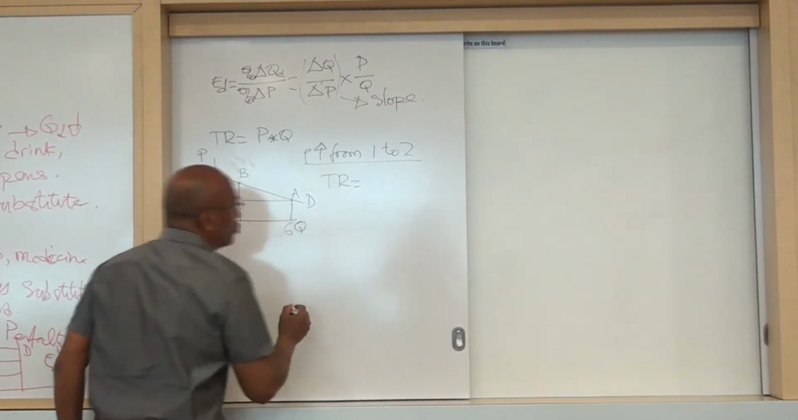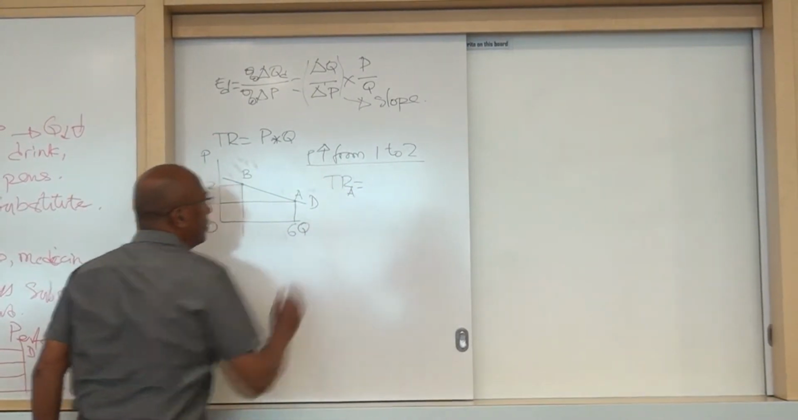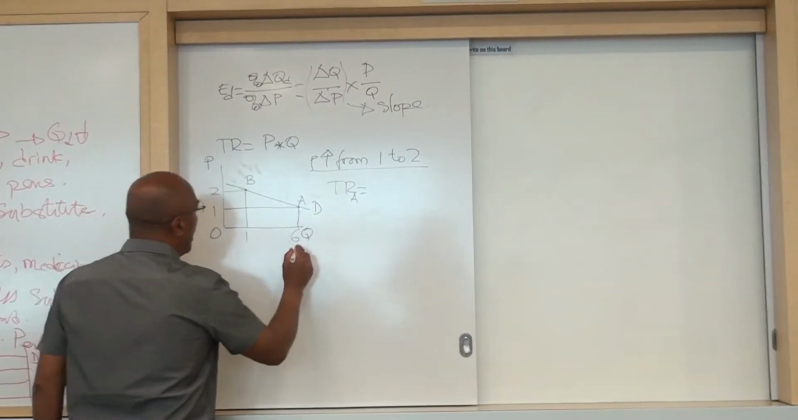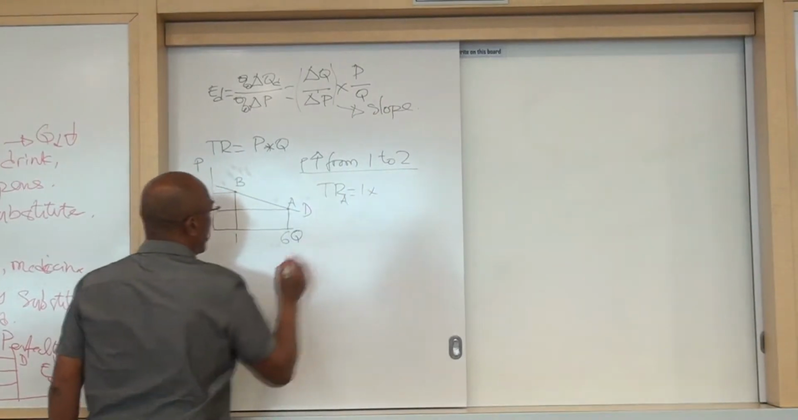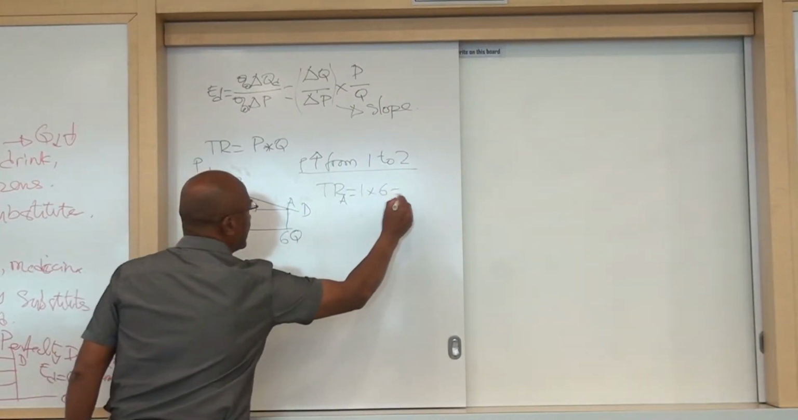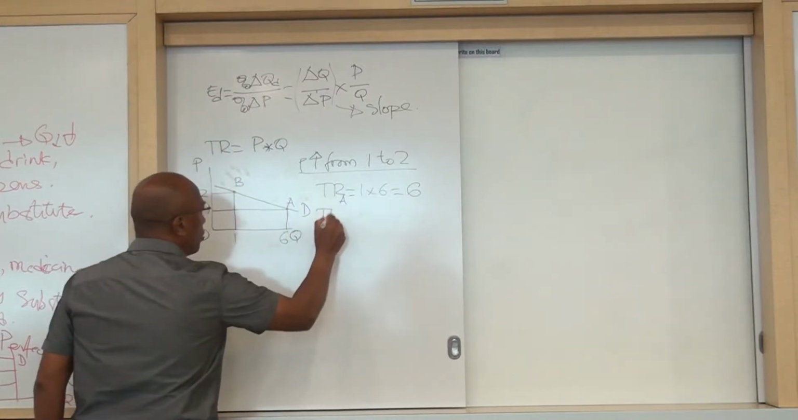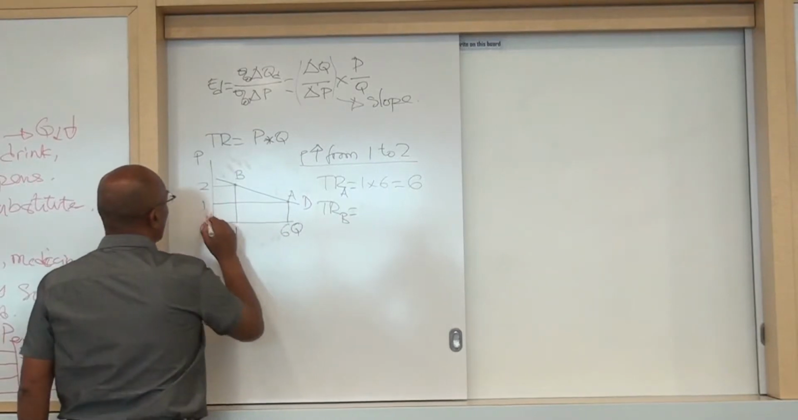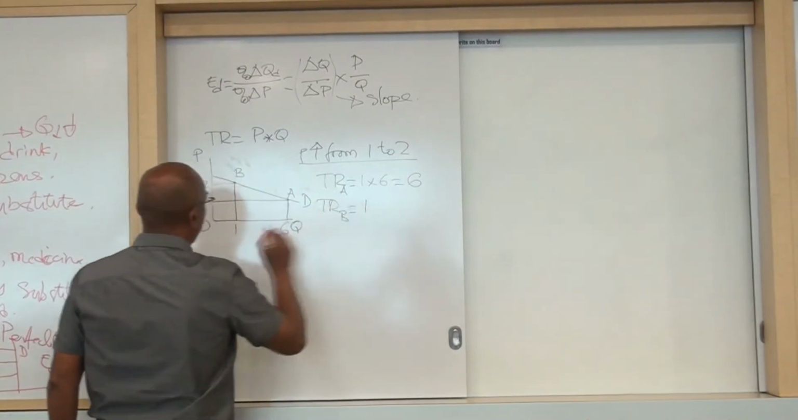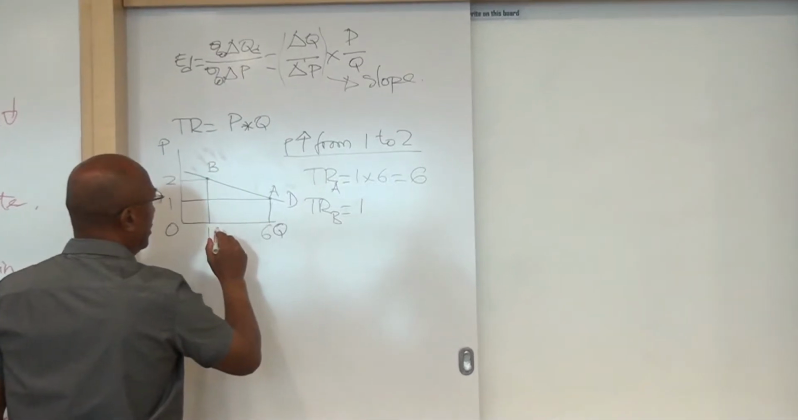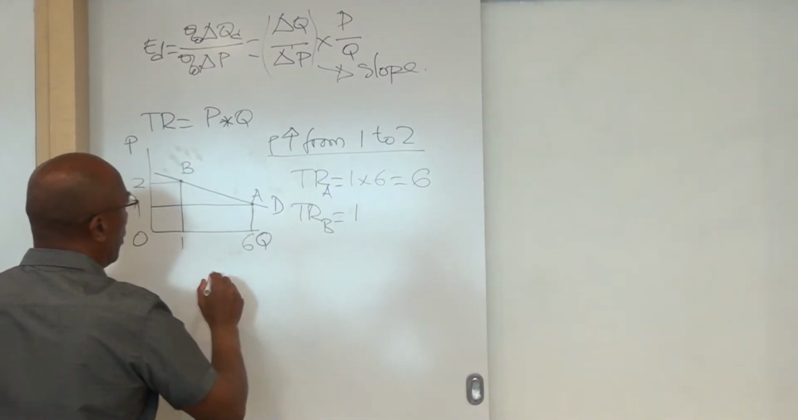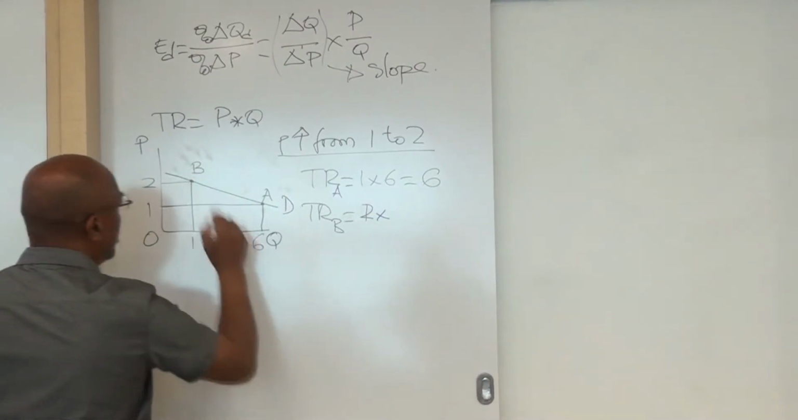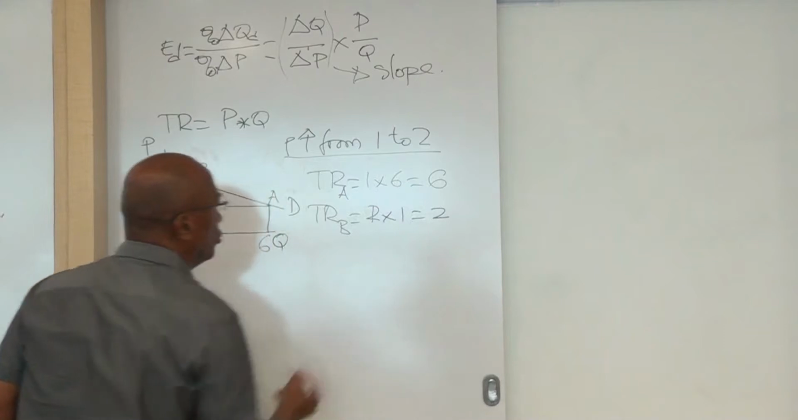Just what happened to total revenue at point A. Total revenue at point A is P times Q. So at point A, P is equal to 1 times Q equal to 6, and total revenue is equal to 6. Total revenue at point B will be equal to what? At point B, price is equal to 2, and quantity is equal to 1, and that is equal to 2.